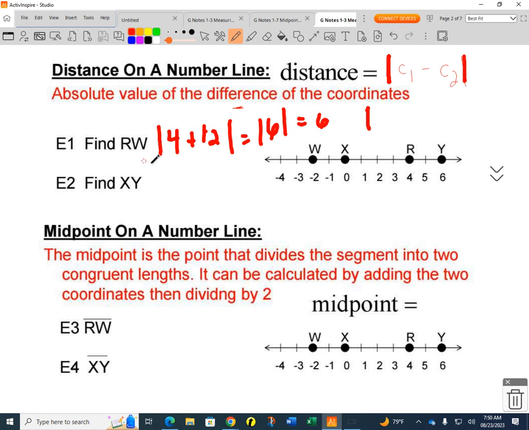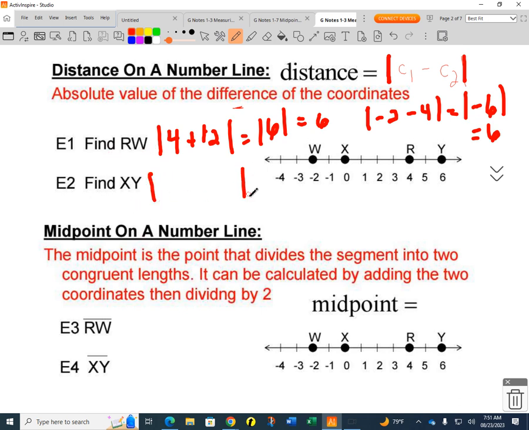So let's just do it the other way. So -2 minus 4, so the absolute value of -2 minus 4, which is the absolute value of -6. How far is -6 from 0? 6, right? So it doesn't matter which way you use that formula, which way you go, you're going to get the same answer. So RW is 6, and we're going to go ahead and do XW.